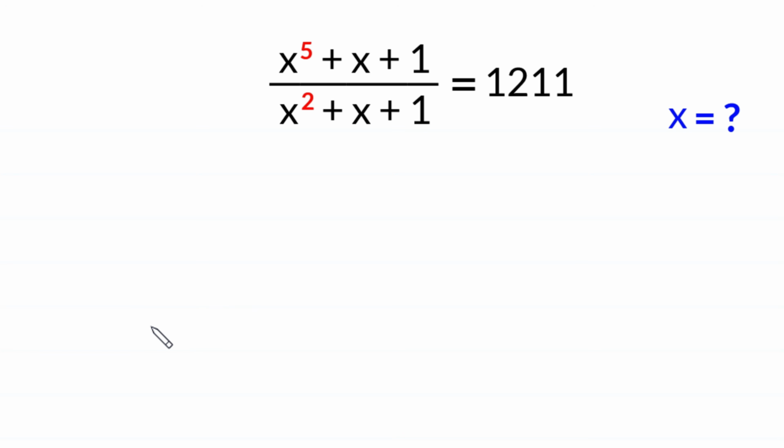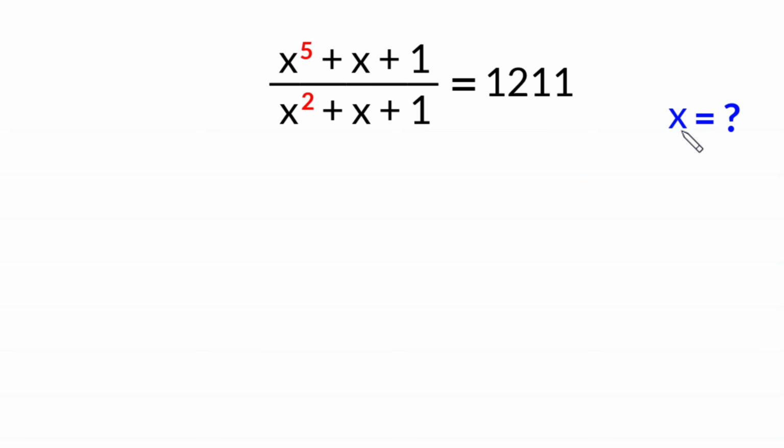Hello everyone, welcome to how to solve this very nice algebra equation: (x^5 + x + 1) / (x^2 + x + 1) = 1211. Our job is to find all possible values of x.